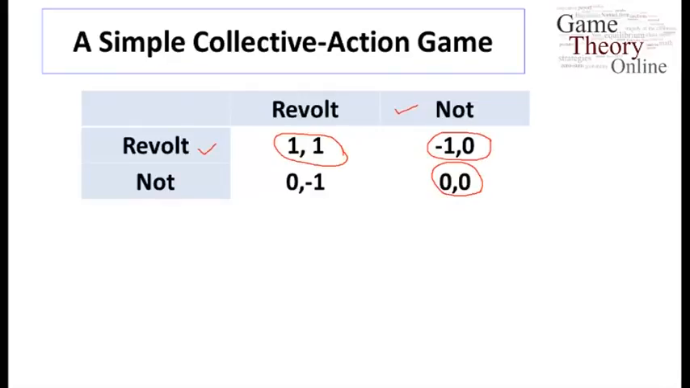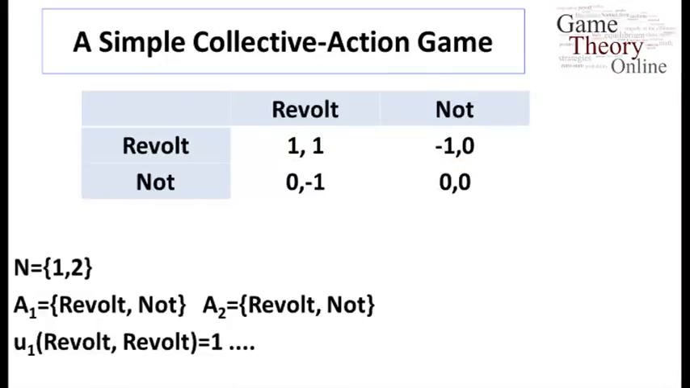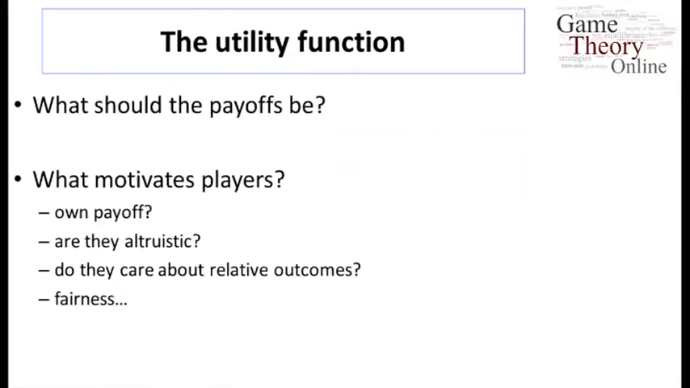That's our game. How do we model this? Well, as you might expect, we again have two players, 1 and 2. It happens to be again symmetric. They can revolt or not. If they both revolt, the payoff is 1, and so on. So hopefully this is pretty straightforward. There's one thing that bears speaking about. We have these numbers in these matrices. What do they represent? What do they capture?